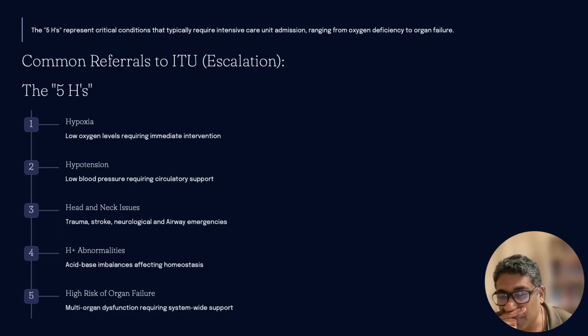Common referrals to ITU. The 5 H's I see as the common referrals to ITU, at least at DGS level ITU. Hypoxia, hypotension, which includes all the forms of circulatory shock, head and neck issues, and when I say head, it means confusion, convulsion, coma, and neck issues like airway issues. H+ abnormalities, which could be acidosis or acid-base imbalances, metabolic or respiratory, okay? Which could also include alkalosis, so metabolic acidosis, alkalosis, respiratory acidosis, or even alkalosis, which is rare. High risk of organ failure. So if any patient is at high risk of impending organ failure, then that would be a reason for referral to ITU. Right, okay, let's go for the next one.